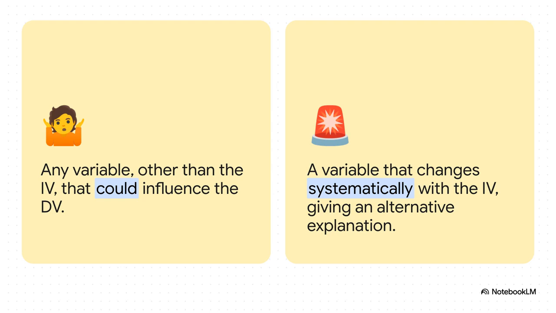The biggest threats to internal validity are other variables. An extraneous variable is any random thing that could have an effect, like the temperature of the room or a participant's mood. But the real danger, the experiment killer, is a confounding variable. This is a factor that changes right along with your IV, which means it gives you a totally different explanation for your results, and your whole experiment is basically ruined.